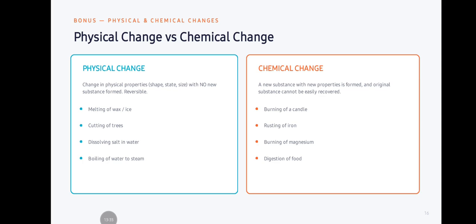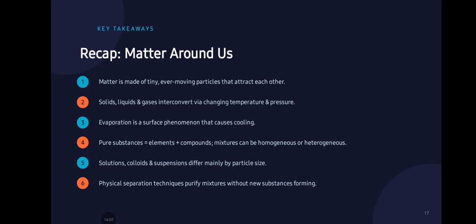So, physical change versus chemical change. Physical change is change in physical properties, shape, state, size, with no new substance formed, reversible. Melting of wax and ice, cutting of trees, dissolving salt in water, boiling of water to steam. Chemical change, a new substance with new properties is formed and original substance cannot be easily recovered. Burning of a candle, rusting of iron, burning of magnesium, digestion of food.